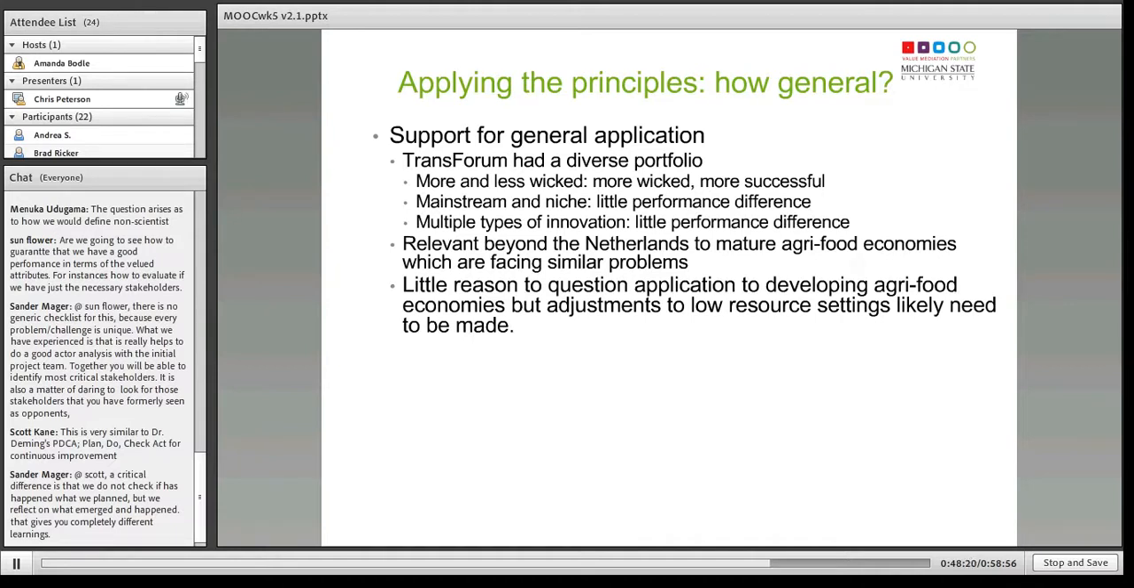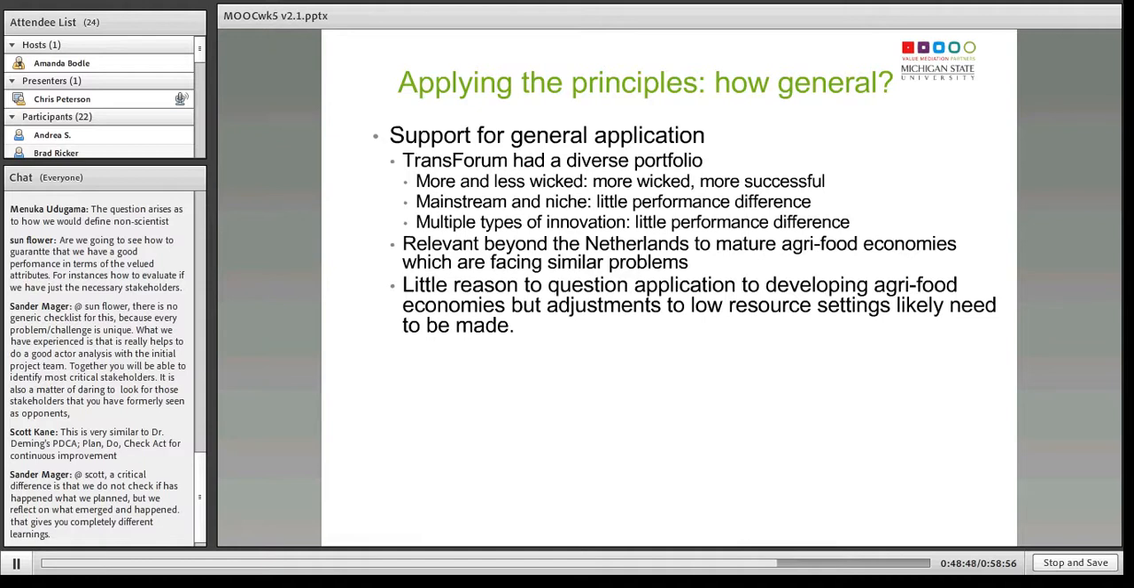We would certainly think that they are relevant beyond the Netherlands to other more mature agri-food economies that are facing similar problems. And I think there's little reason to question the application to developing agri-food economies, but certainly adjustments would have to be made for the low resource settings that tend to be true in those kind of economies.